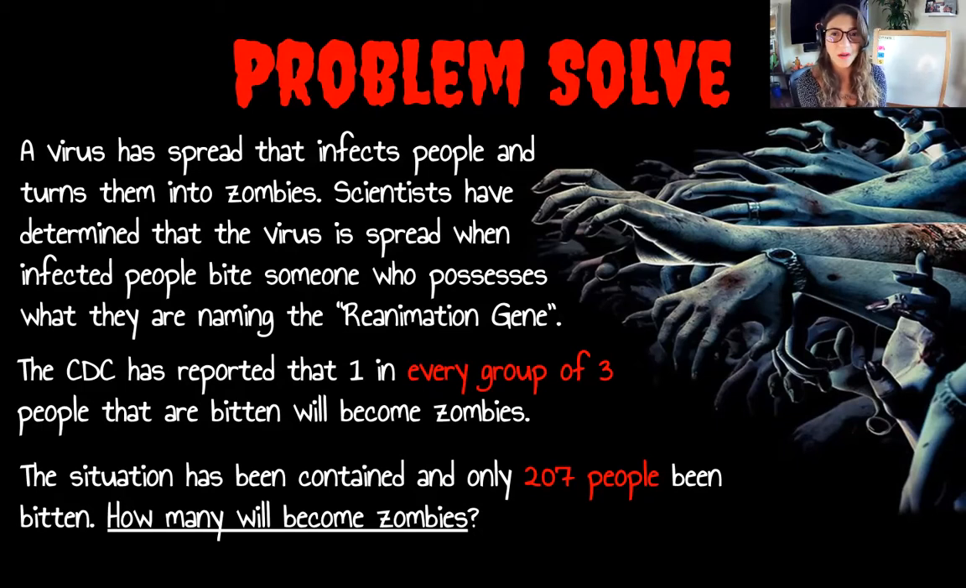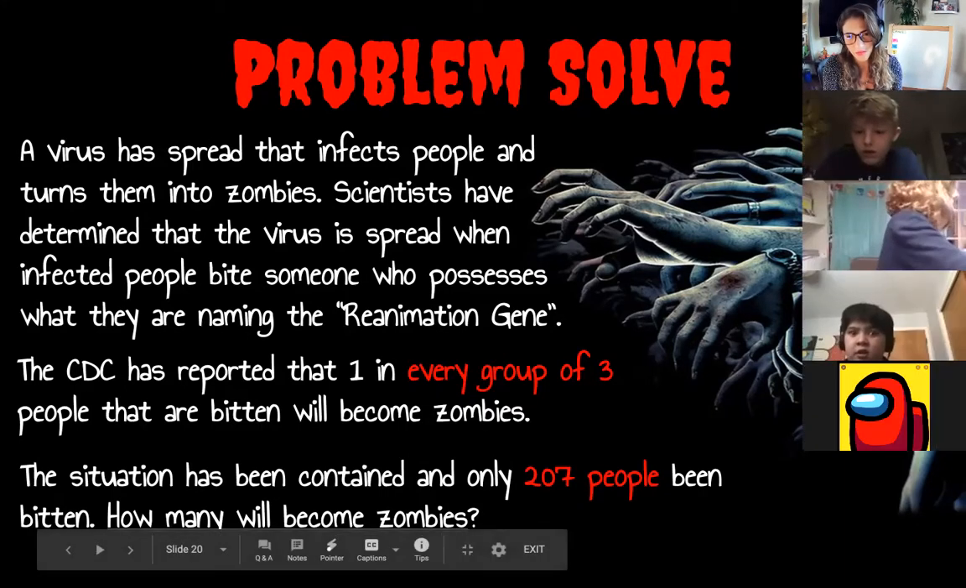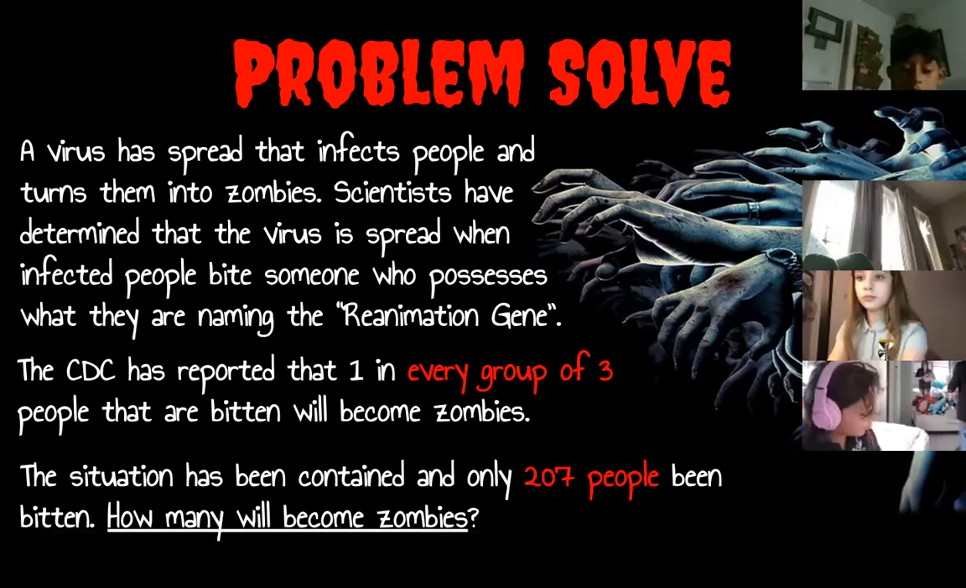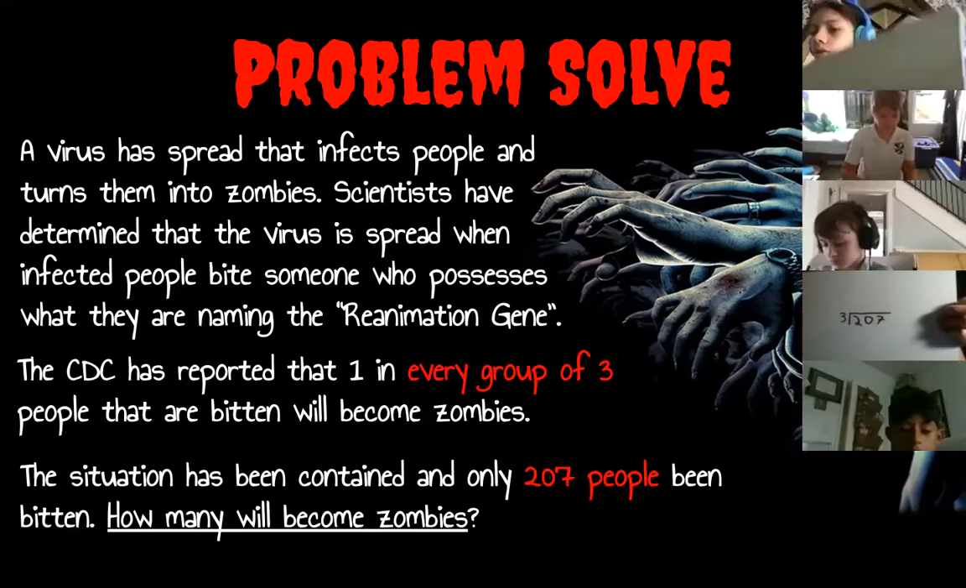Everybody hold up your whiteboards. Hold up your whiteboard so that I can see your equation. How will you solve this? Hold up your whiteboards. 3 times 207. 3 divided by 207.